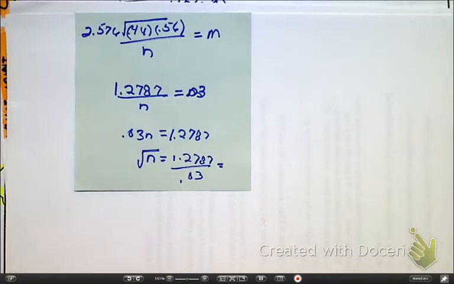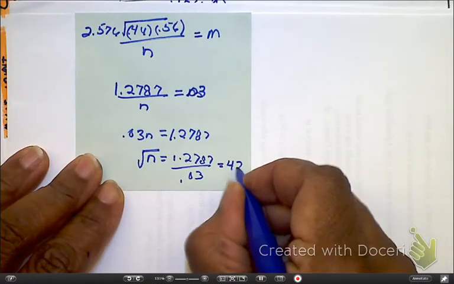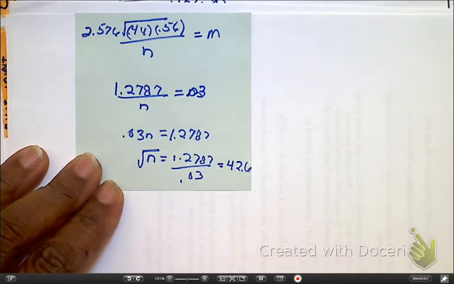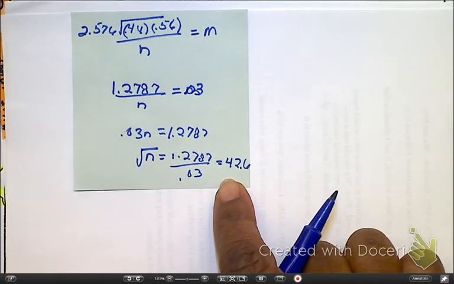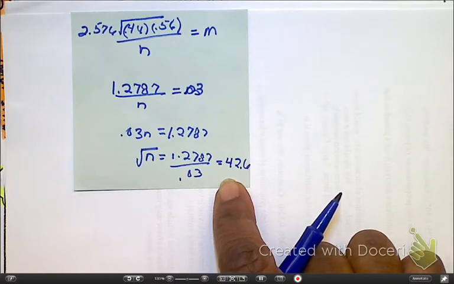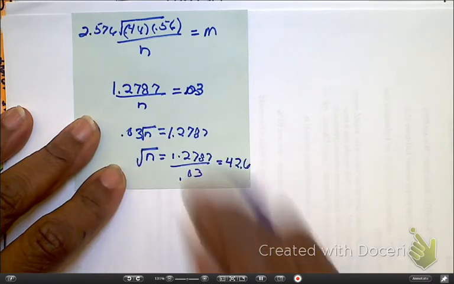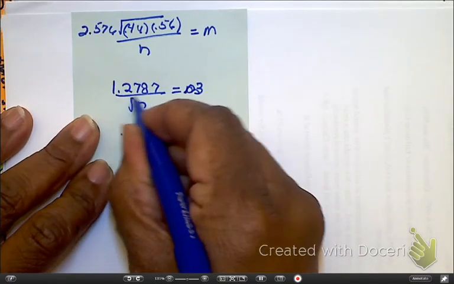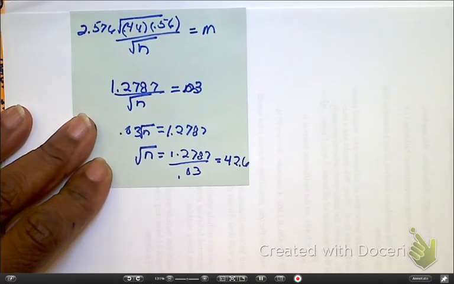I want to finish this. So this is 42.6. And then we're going to square that answer to give me the 1816. Okay, so now, and I need a square root right there, and a square root right there, and a square root right there. I lost it, but now it's okay.